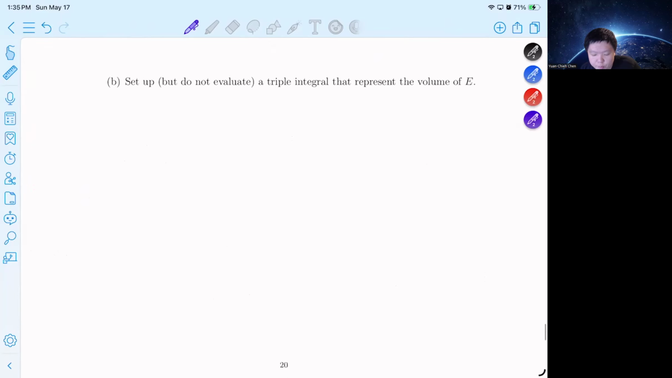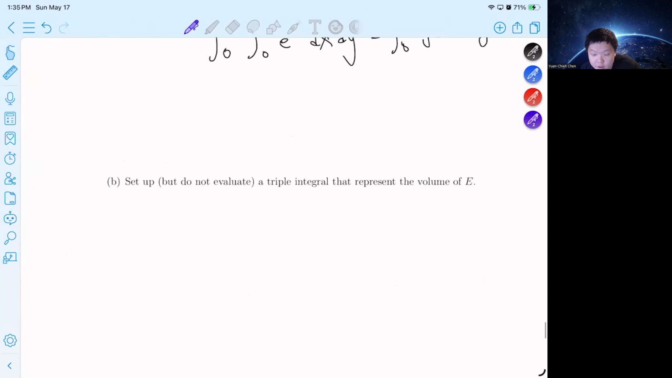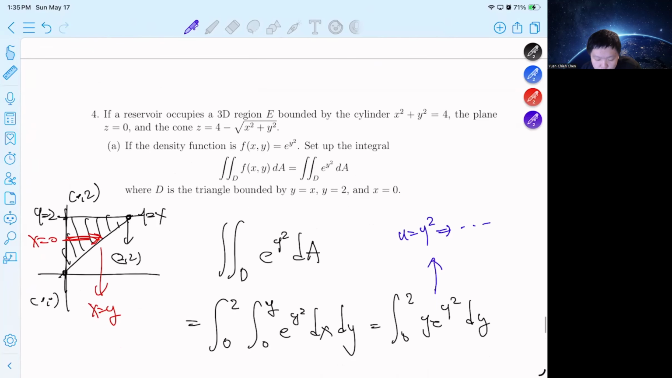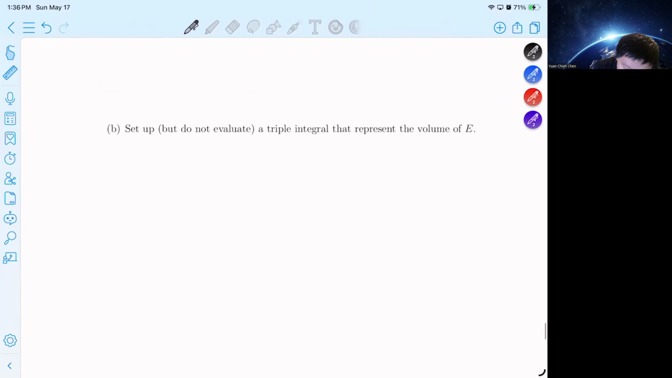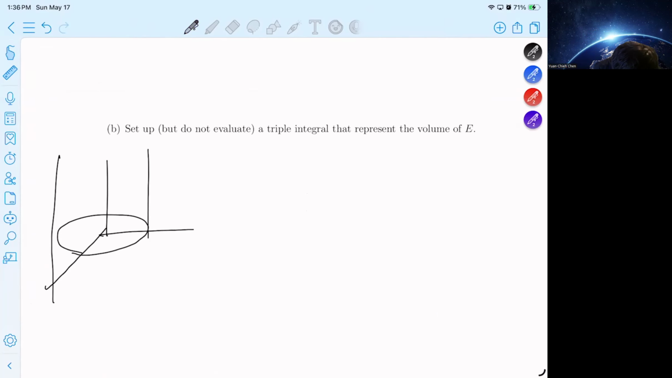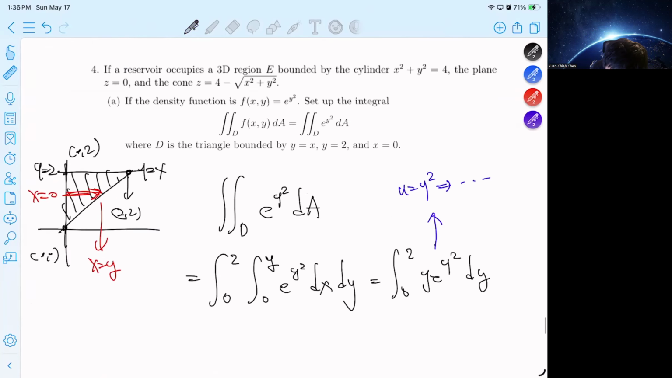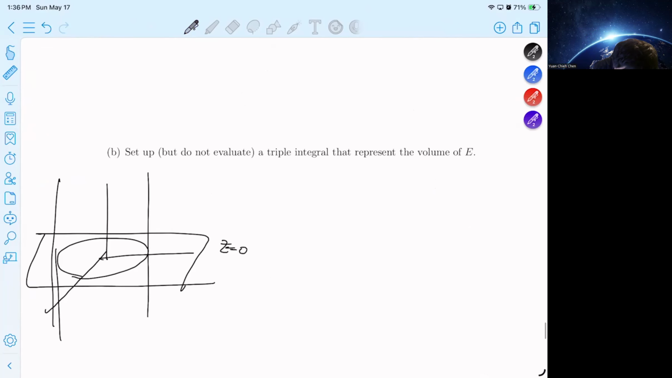So what about the second question? Set up the triple integral that represents the volume of E. So again, now we have to use this thing. So it's bounded by the cylinder and some plane and a cone. So this cone is like a reverse cone. So it looks like this. You don't have to draw the graph, but sometimes it'll help. So this is a cylinder. And this is z equals 0. And the cone is 4 minus that guy. So it'll start from here and go down like this. Okay? So this is my region.